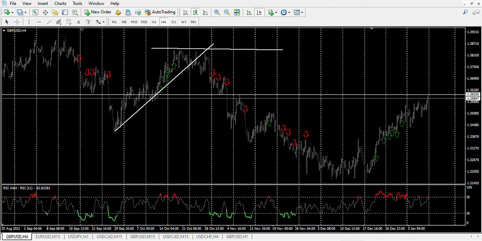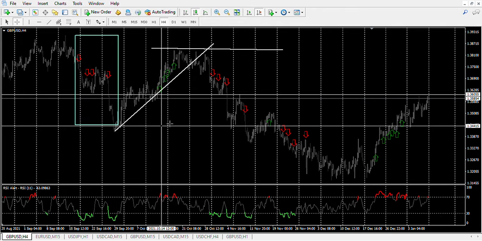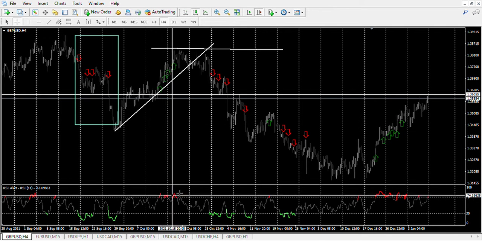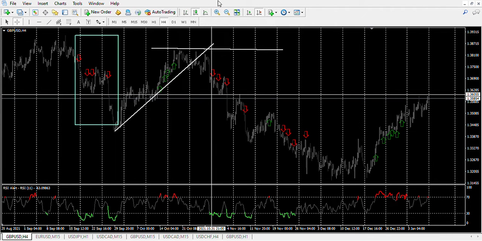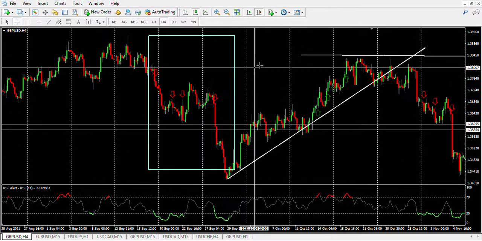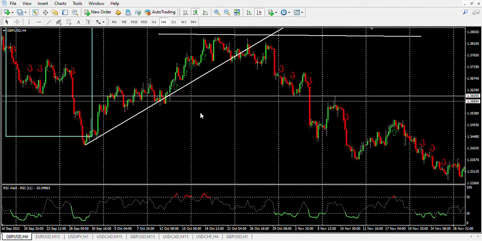So price in this area here, from the top to the bottom, there is some sort of area that price would not be able to go further. So the RSI tells me it's overbought here. It's overbought, it's overbought. If I look in this area here, you're going to see it's red. It's telling me it's overbought. Remember, I'm on the H4 time frame.